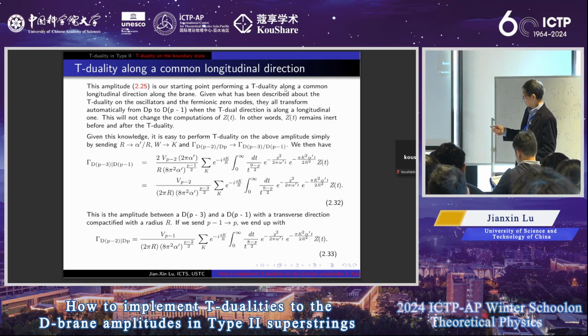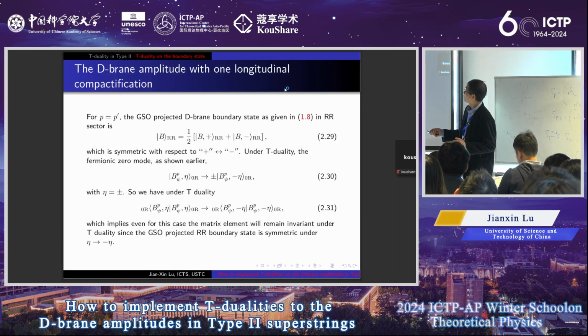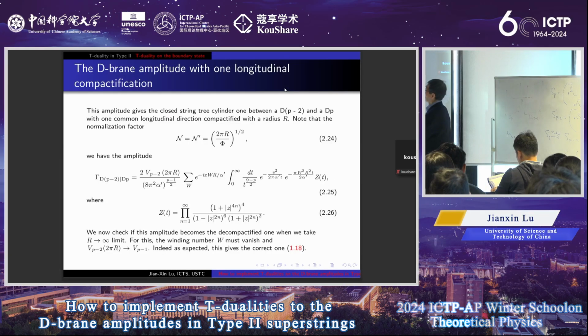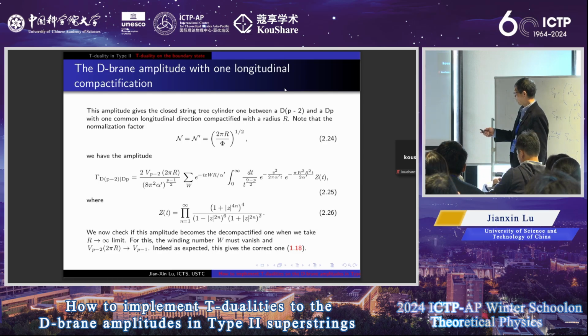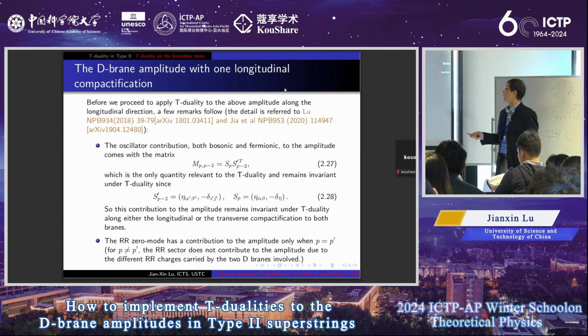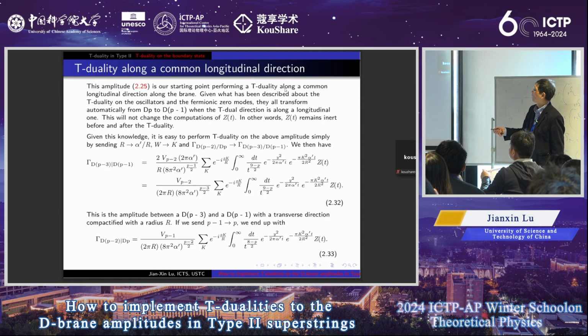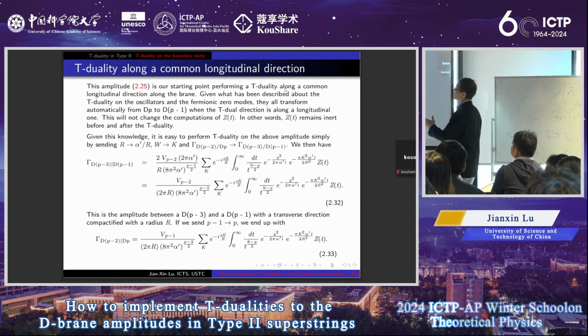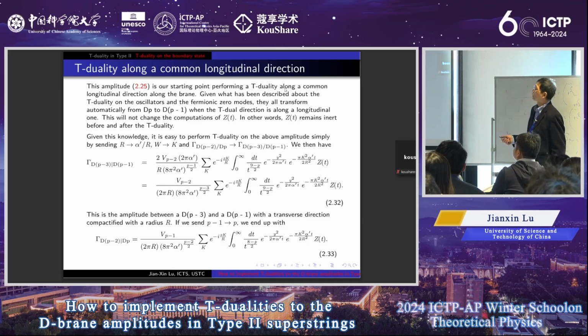So we just move back a little bit. You will see that we send this R to R prime, also this R here, then send the winding number to momentum, W to K. Because I said this part remains invariant under T-duality, we end up with the amplitude of this guy. This tells us the amplitude after T-duality is between a Dp-1 brane and a Dp-3 brane, with one direction now compactified along the transverse direction.